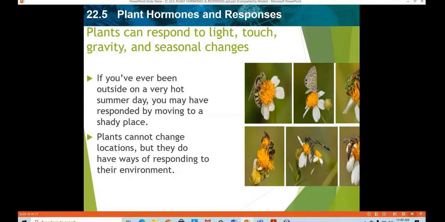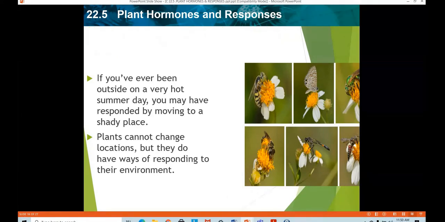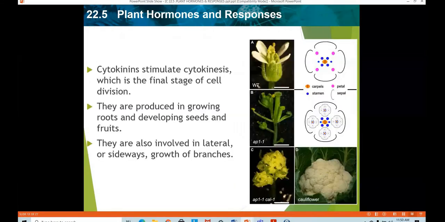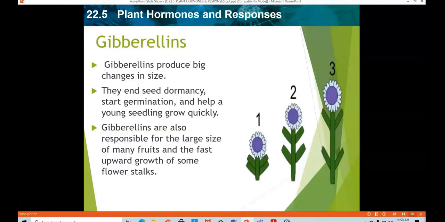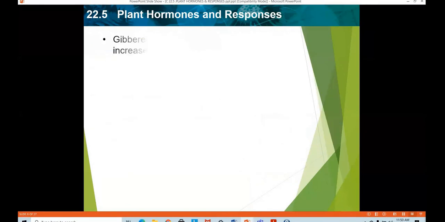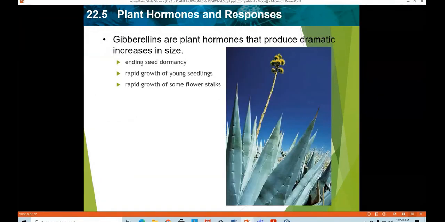Let's quickly summarize all the types of hormones which we studied so far before we proceed further. Which was the first type of hormone we discussed? We discussed gibberellins. They help in producing changes in size. That means they help in rapid growth of a young seedling.